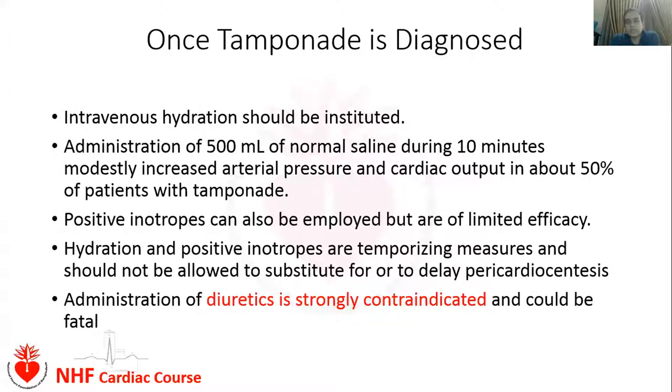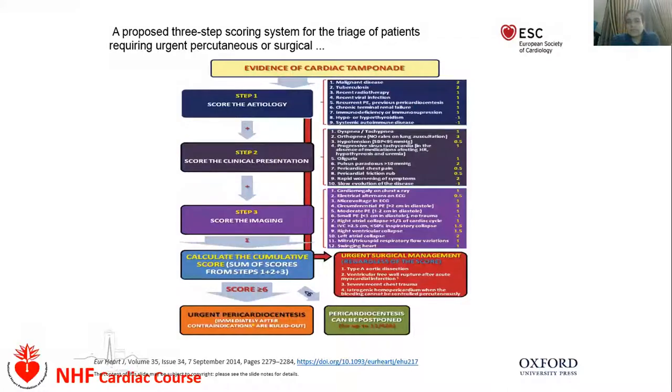Once tamponade is diagnosed, intravenous hydration should be instituted. Administration of 500 ml of normal saline over 10 minutes modestly increases arterial pressure and cardiac output in about 50% of patients with tamponade. Positive inotropes can also be employed, but we must remember hydration and positive inotropes are temporizing measures. They will not substitute for pericardial drainage. And one very important thing: if these patients present with orthopnea or dyspnea, administration of diuretics is strongly contraindicated and could be fatal.